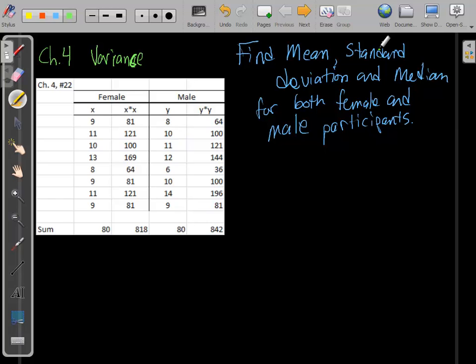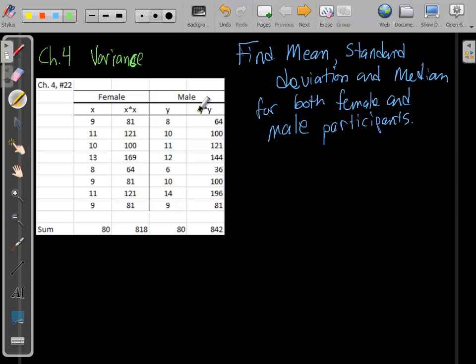And so what I would like to do for this problem is I'll run through the calculations for the female scores, and then I'll let you pause the video, run through the computations for the male scores, and then check. And so this will be a new feature in the video. We'll do like a little quiz after this.